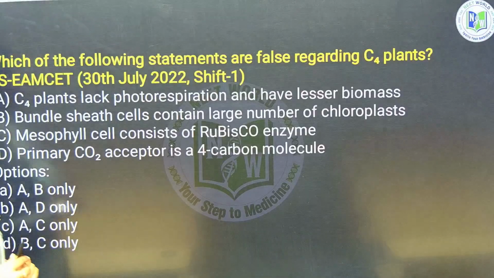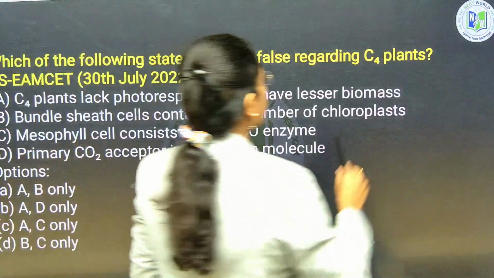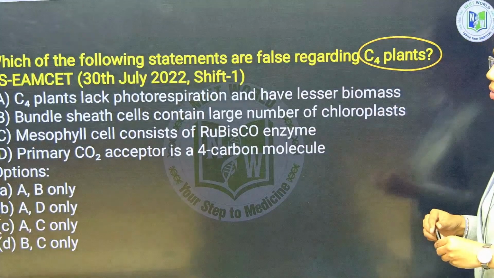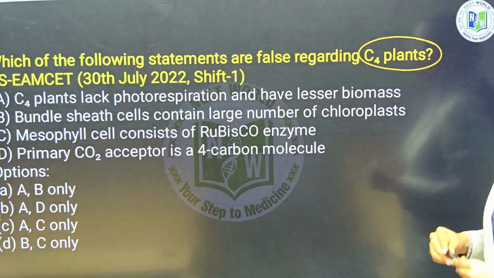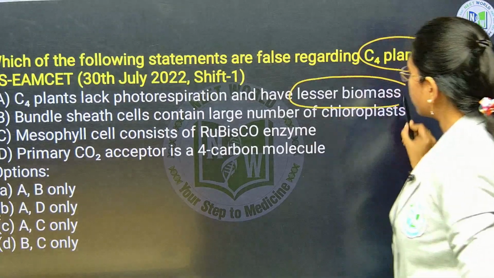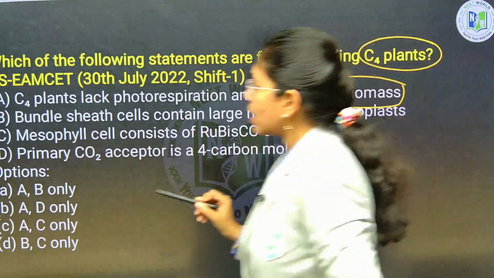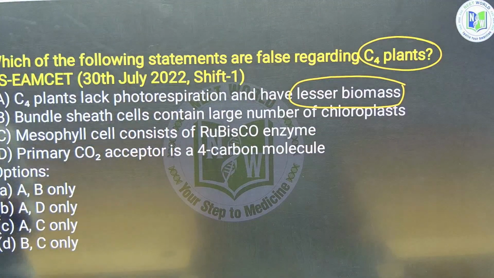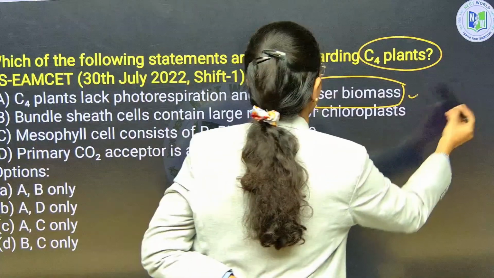Which of the following statements are false regarding C4 plants? C4 plants lack photorespiration and they have lesser biomass. Yes, they lack photorespiration and they do have less biomass.